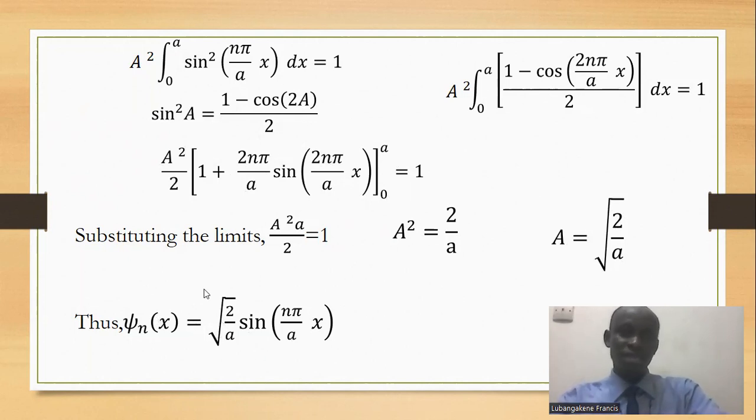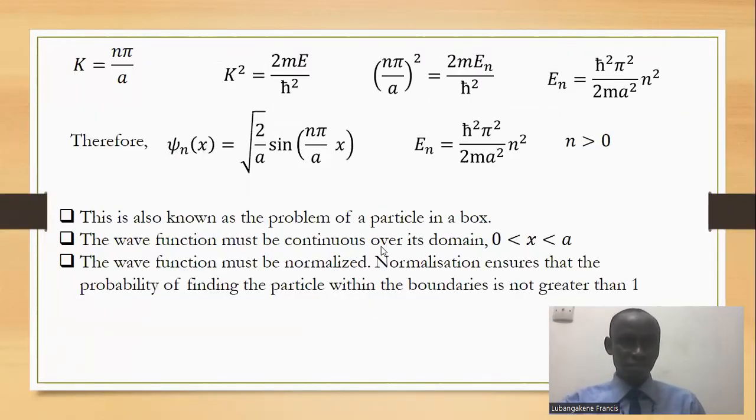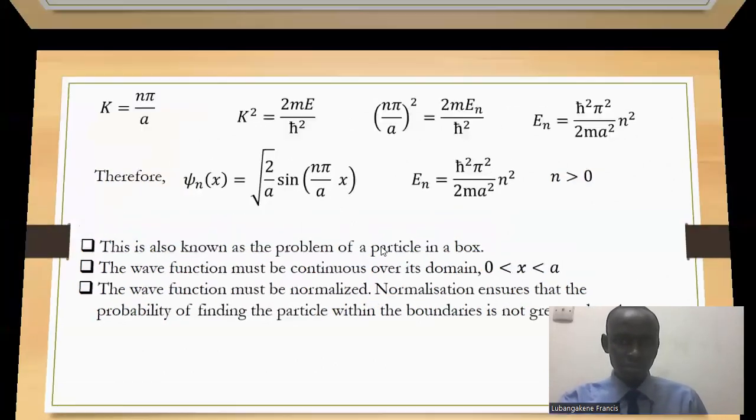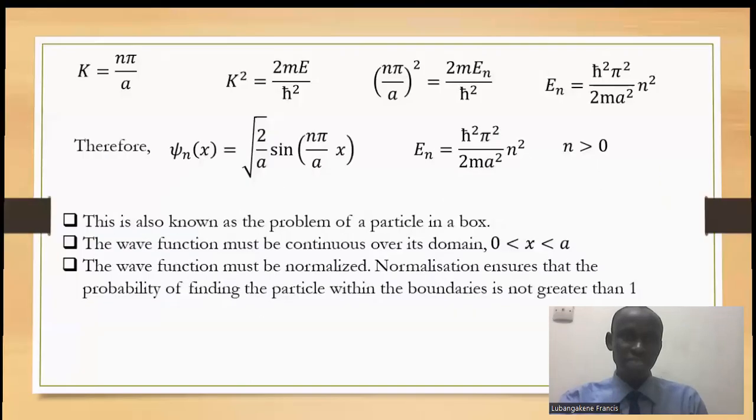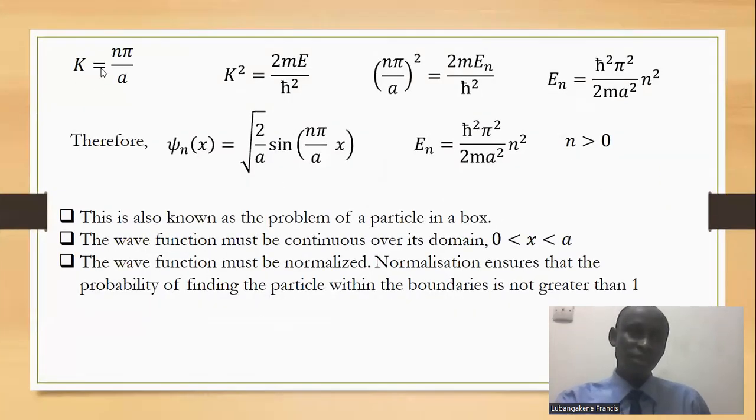Now, by that, we can rewrite our solution to the Schrodinger equation. Our first solution is psi n(x) equals root of 2 over a sine of n pi x over a. Now, therefore, we now have to write our k. Remember that we said k equals n pi over a.